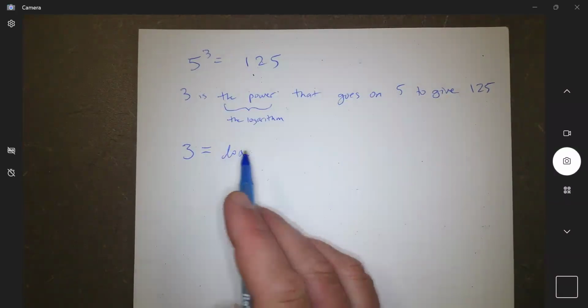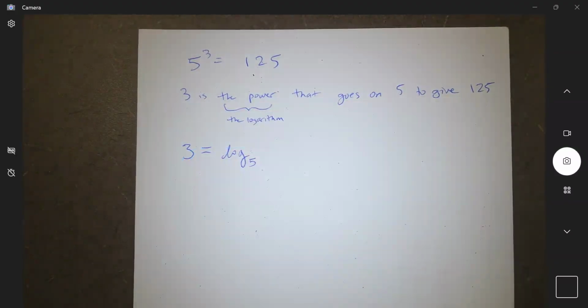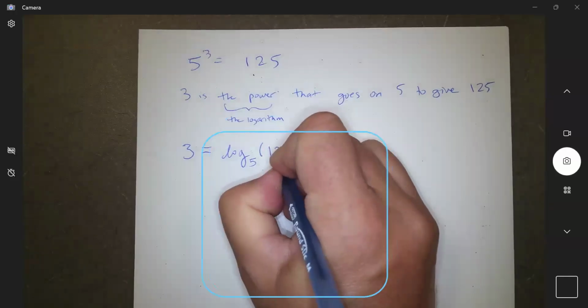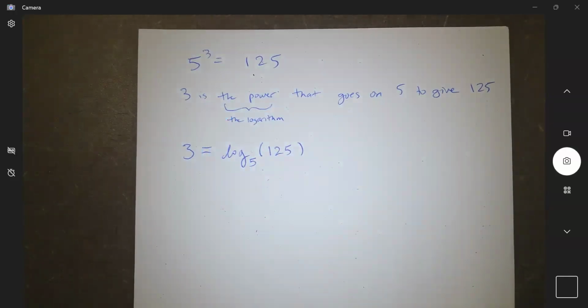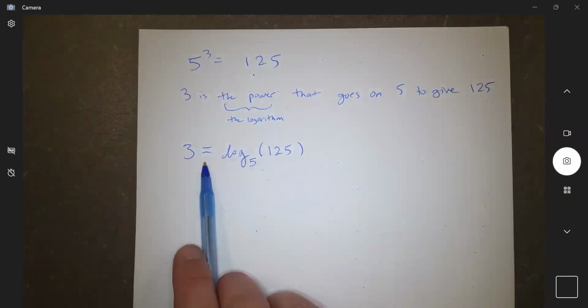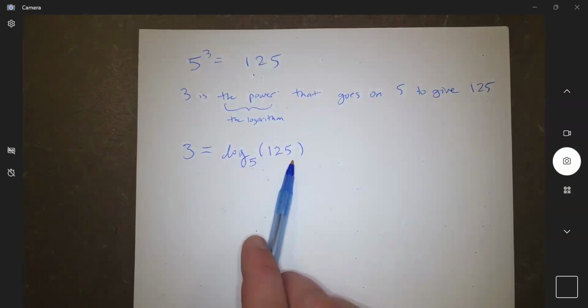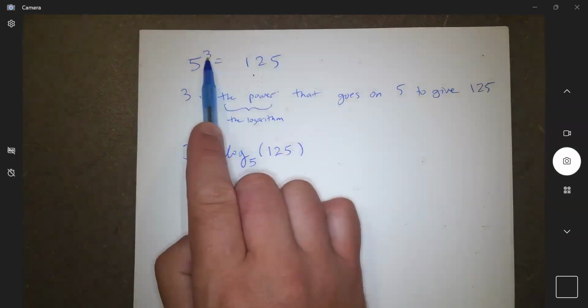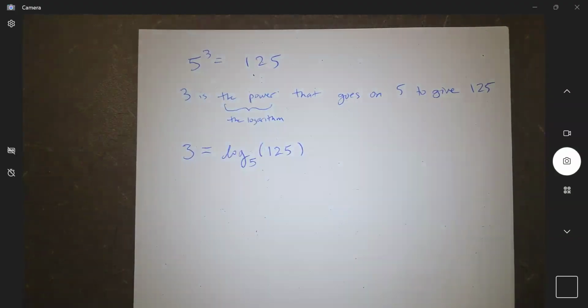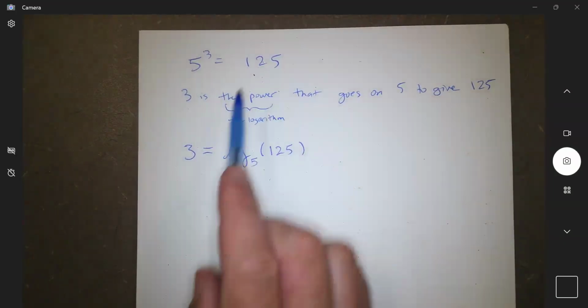The base is 5, so it's the power that goes on 5. So I write the 5 down there so I know what the base is. And it gives me 125. That's the logarithm. 3 equals log base 5 of 125. 3 is the power that goes on 5 to give 125. Logarithms are powers. They're a different way of writing an exponential, where instead of focusing on the result, we focus on the power.